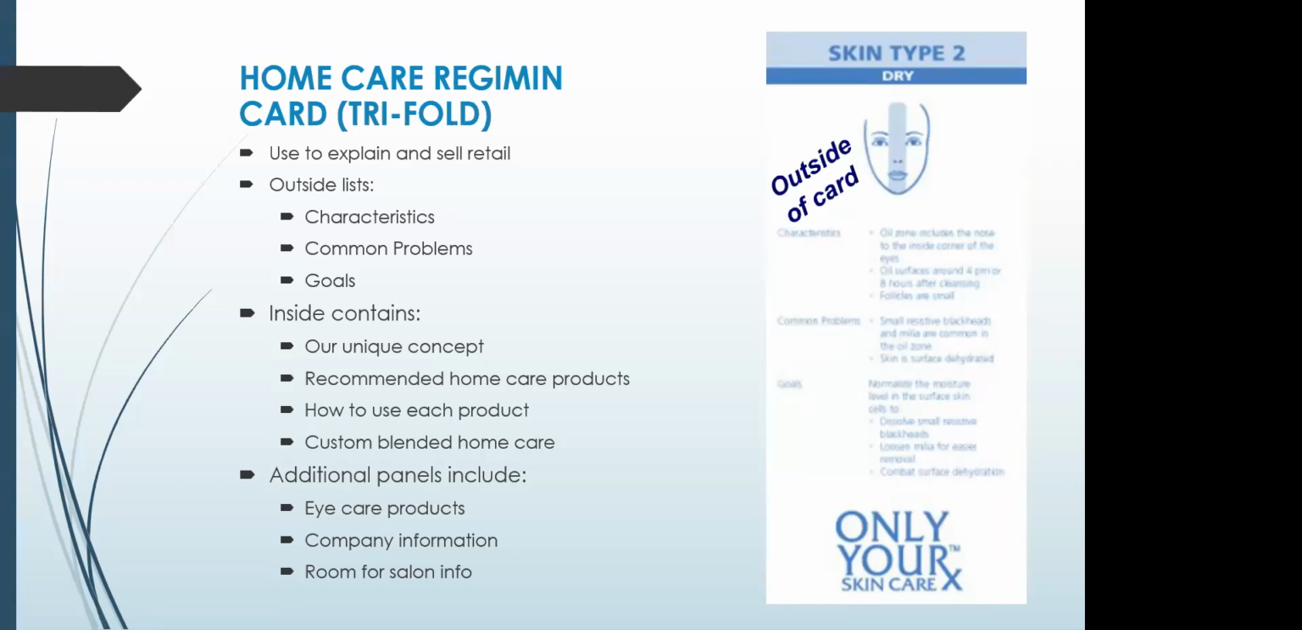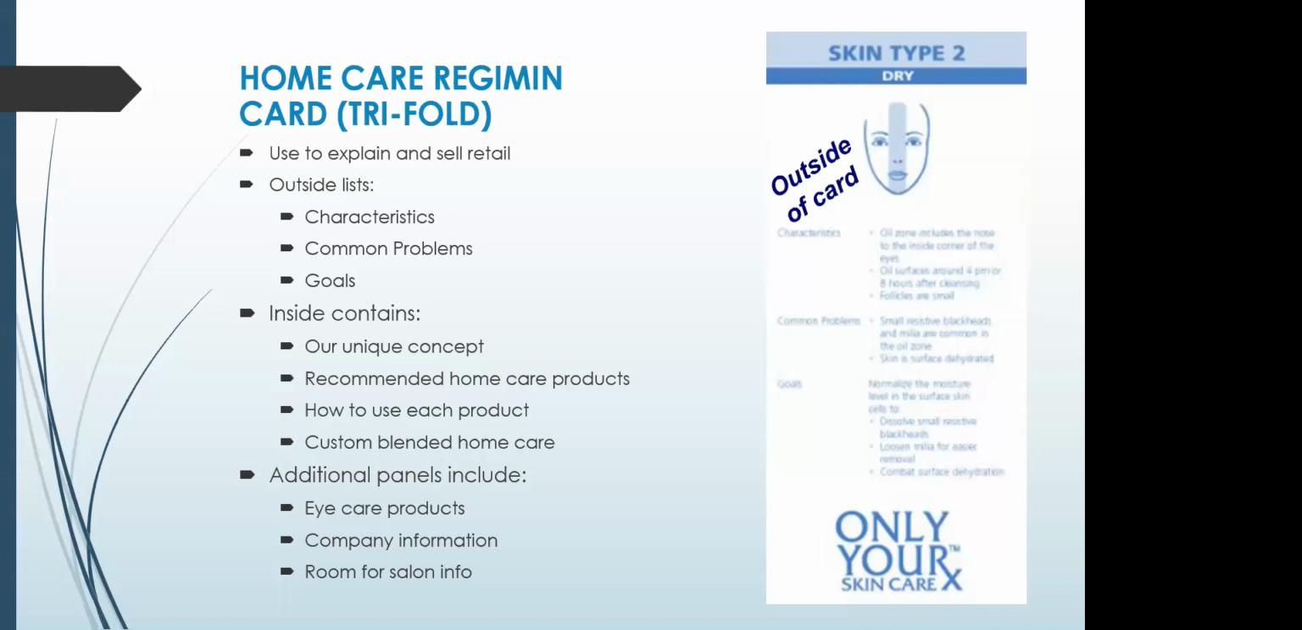The inside of your trifold card is going to give them their home care regimen. It's going to explain what's in their kit, their mask, their scrub. It's going to explain the proactive cleansing system. It's going to tell them how to use each of these products, and it's going to be numbered in order. So it's going to tell them how to cleanse, tone, hydrate, and lock in moisture. It's going to give each of the products names and descriptions. It's also going to give you suggested custom blending possibilities with your home care product.